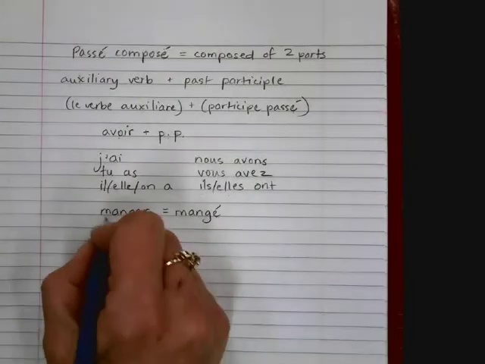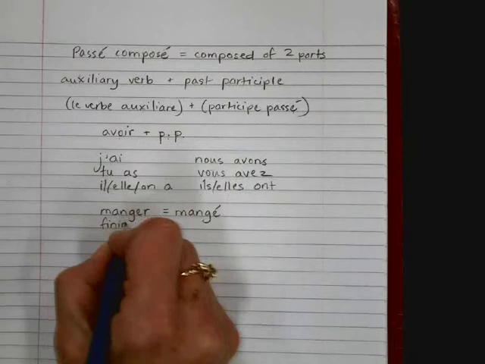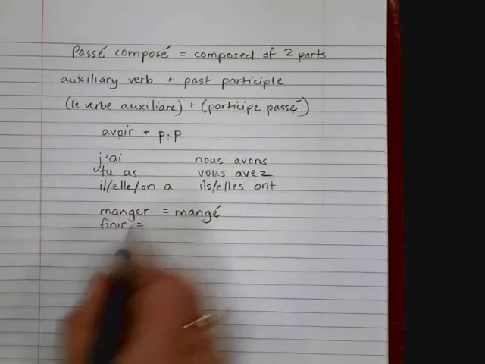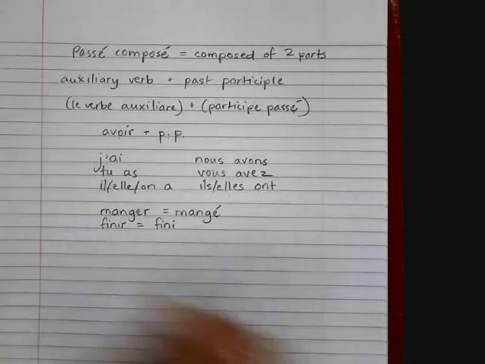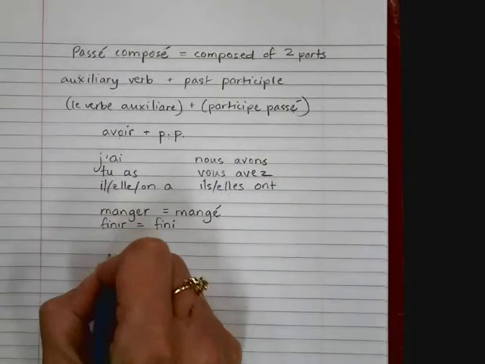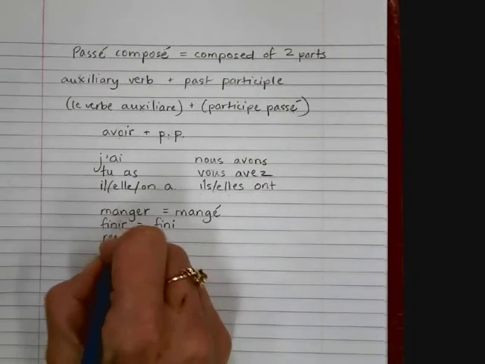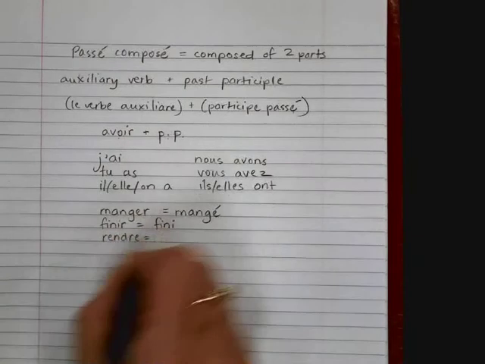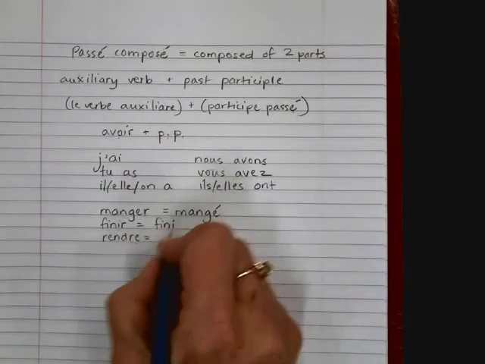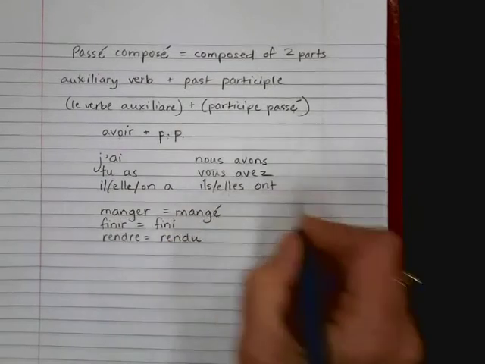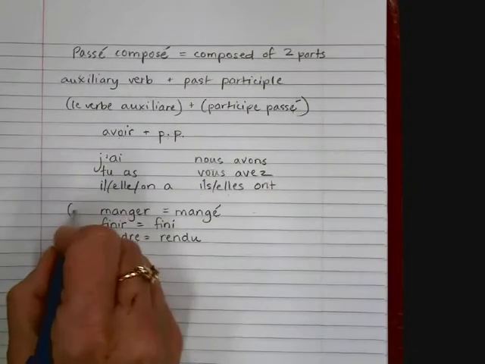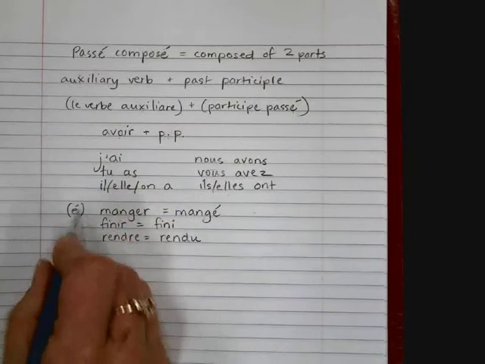For the IR verbs, like finir, you take off the IR, and the past participle is fini. And for the RE verbs, such as rendre, it's a U on the end. Take off the RE, and it's rendu. So all the ER verbs have this E accent aigu.